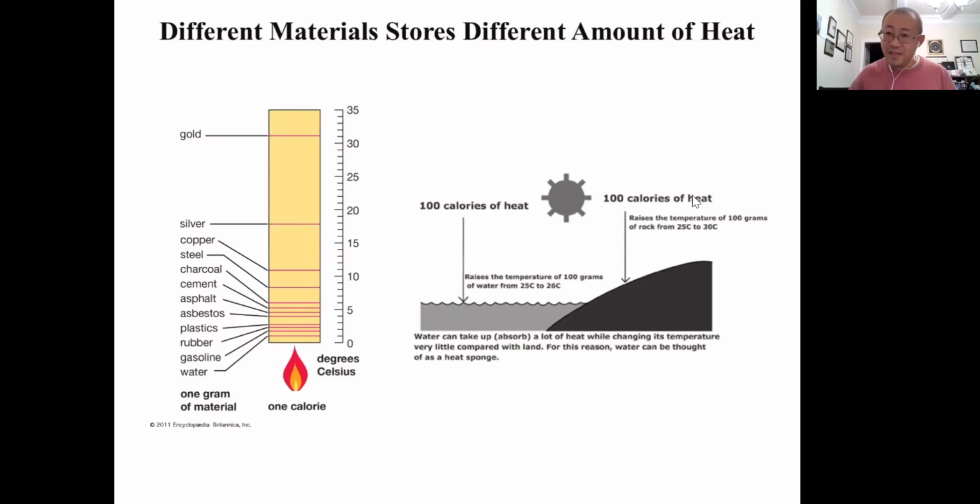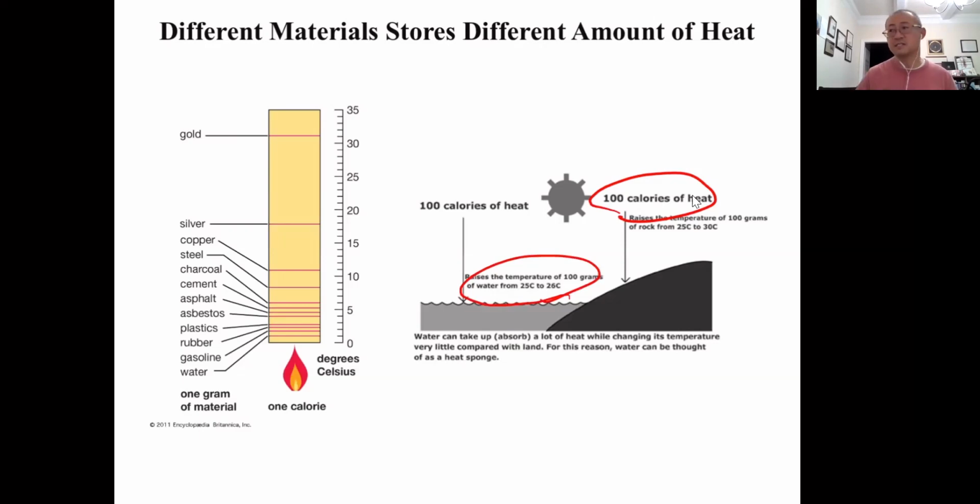That also guarantees that on our planet Earth the temperature span of our living environment doesn't change a lot. Think about it: if water temperature changed a lot as the atmospheric temperature changed, water wouldn't be a living environment for a lot of living things. This picture shows that for 100 grams, with the same calories of heat, the rock temperature changes from 25 to 30 degrees, 5 degrees, but the same amount of heat can only change the same amount of water by 1 degree.